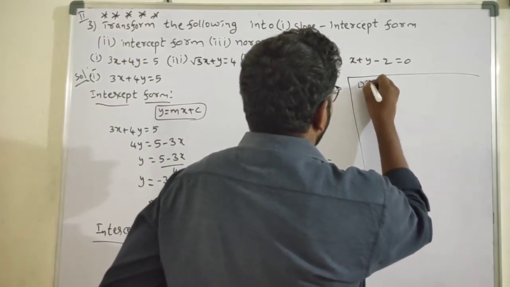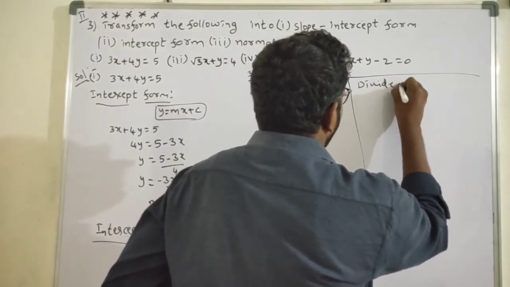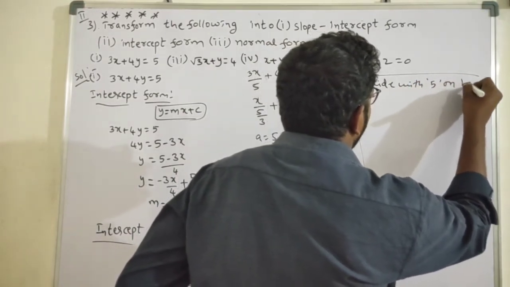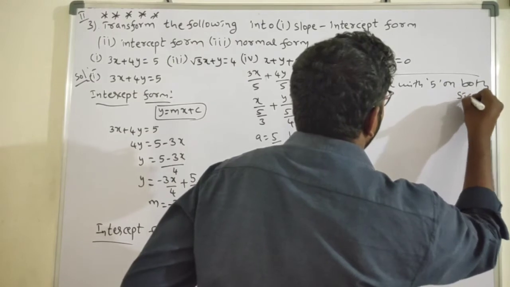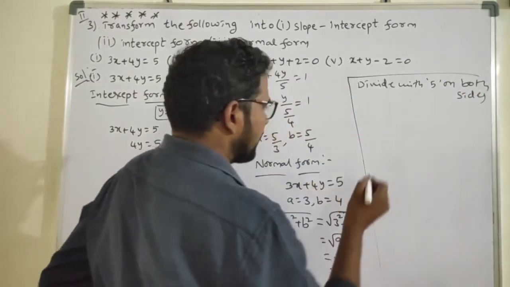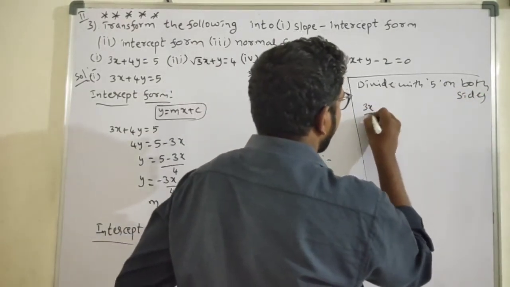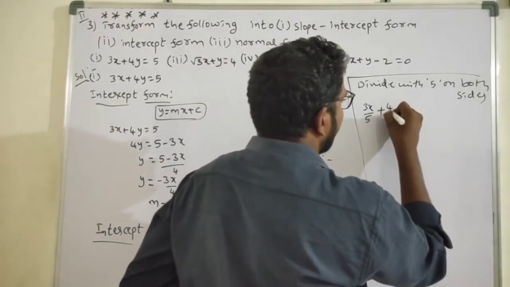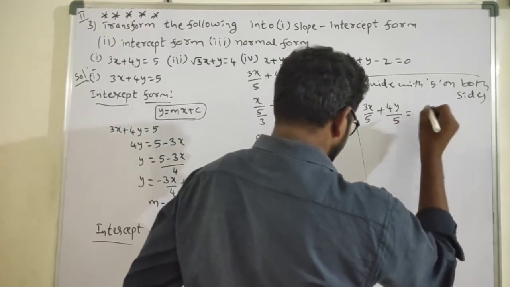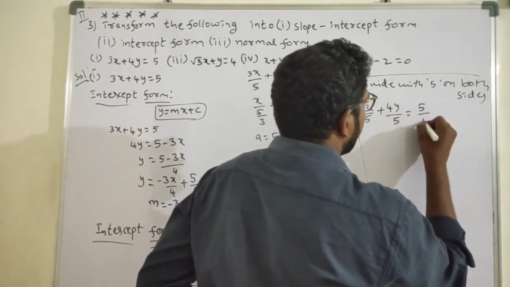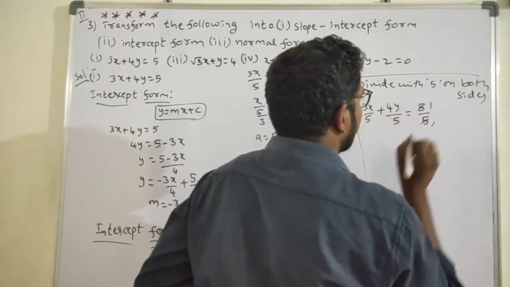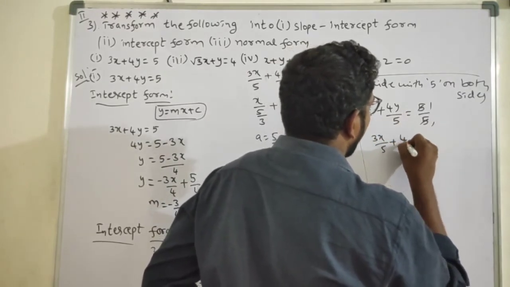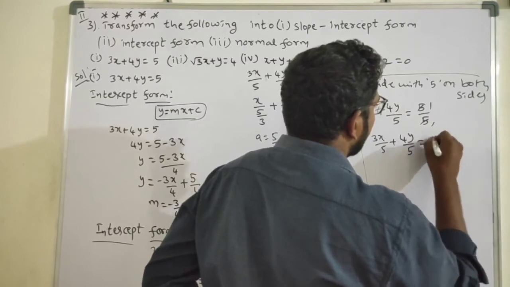So divide with 5 on both sides. So what do we get? 3x by 5 plus 4y by 5 is equals to 5 by 5. 5 by 5, 5 cancel, 5 ones are 5 ones are. So 3x by 5 plus 4y by 5 is equals to 1.